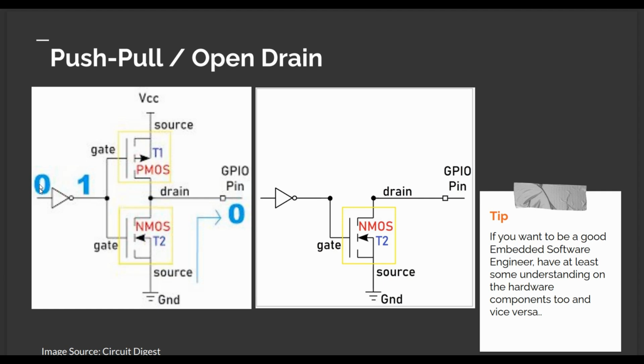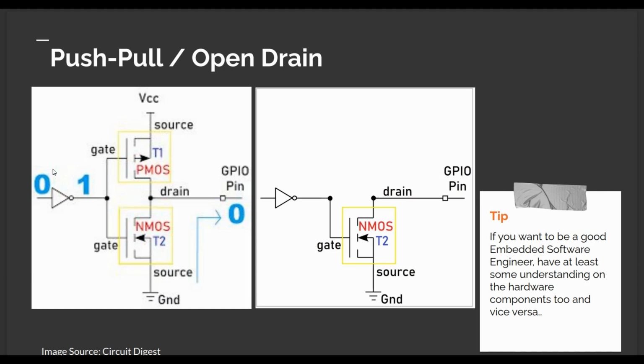When we write 0 here, NMOS will be in conduction mode and we'll get a low logic at the output. Why is it push-pull? Because when we are giving it 1, the current is going from VCC through the drain to the output pin. So current is going from the circuit to the output pin. Current is going out, being pushed from the output pin.